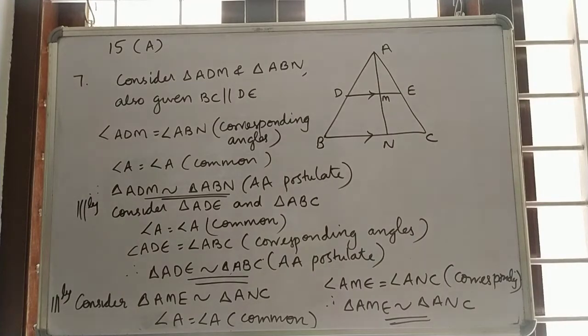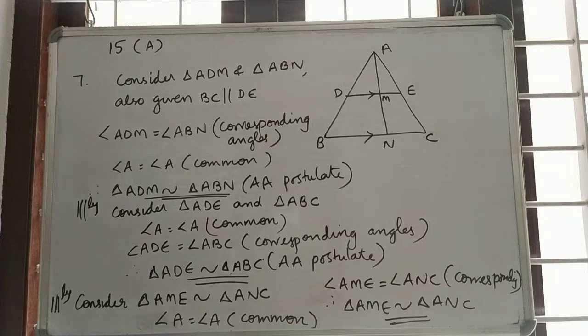Next, question number 7. In the given figure, DE is parallel to BC, AE is equal to 15 cm, EC is equal to 9 cm, NC is equal to 6 cm and BN is equal to 24 cm. Write all possible pairs of similar triangles is the first question. Second one is find the length of ME and DM. Here first we want to find out all the possible pairs of similar triangles. So that is our first question.